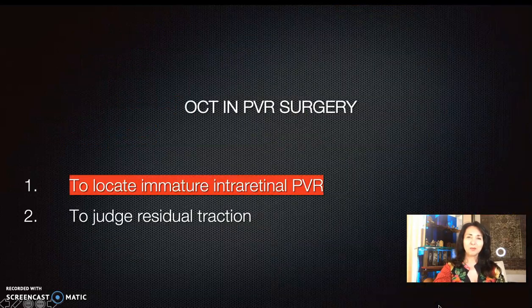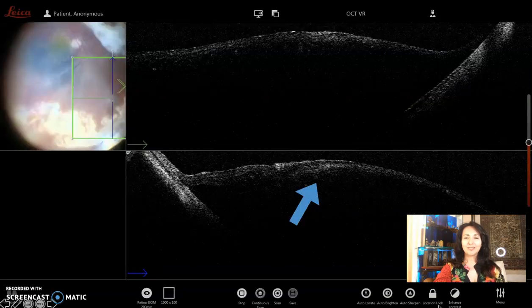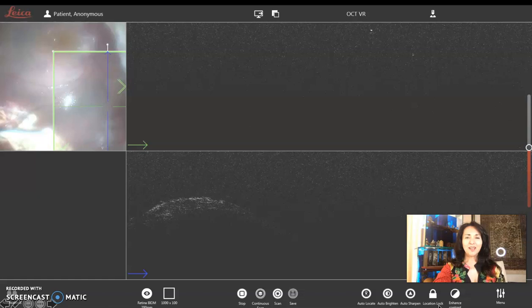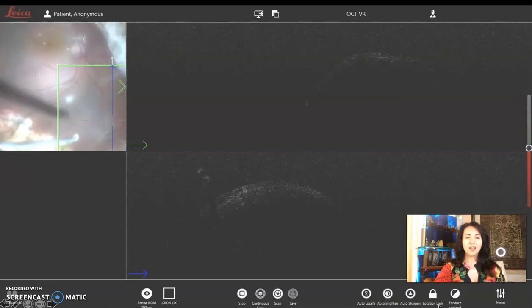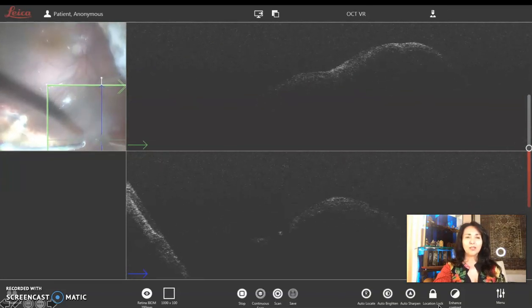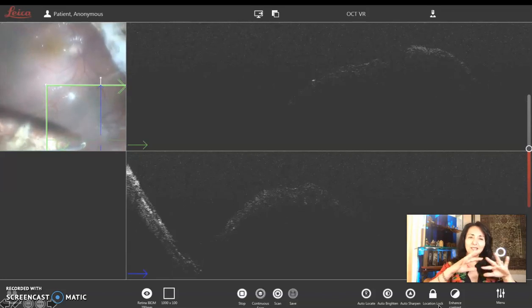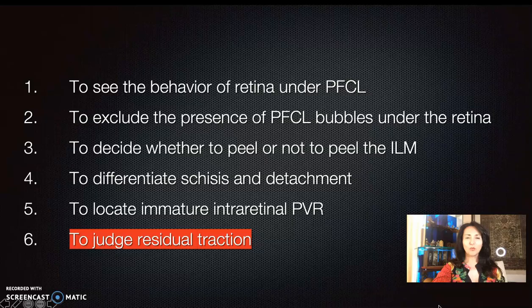You cannot make mistakes. So I think OCT can help locating immature PVR, and also it helps in the judgment of residual traction. This is a pathognomonic sign of intraoperative intraretinal PVR. This is another example. If you go there, you know that you have to peel. And in fact, you see here that specific spot. I am removing, first I am searching for immature PVR, and with the scraper and the forceps, I am indeed removing some epiretinal tissues so the retina can relax and open.